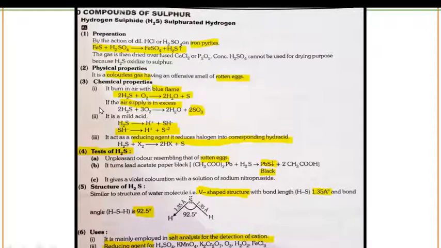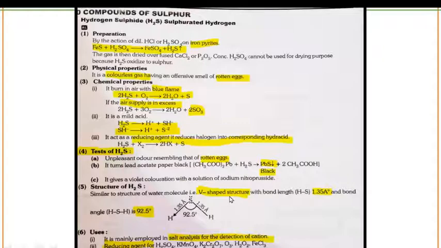Now the structure of H2S. What is the structure of H2S? So you can calculate the structure of H2S by finding the hybridization, by finding the shape. So the shape is a V-shaped structure in case of H2S, and bond length is 1.35 angstrom and bond angle is 92.5 degrees.